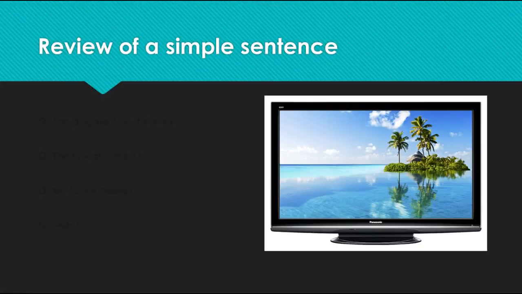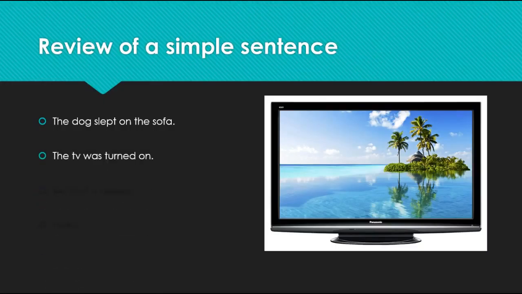So here we are. We're looking at a review of a simple sentence. So what is a simple sentence? Let's look at an example. The dog slept on the sofa. If you remember from last week, what we're seeing here is we have a subject, the dog, an action, which is the verb, slept, and a predicate, so an ending, on the sofa.